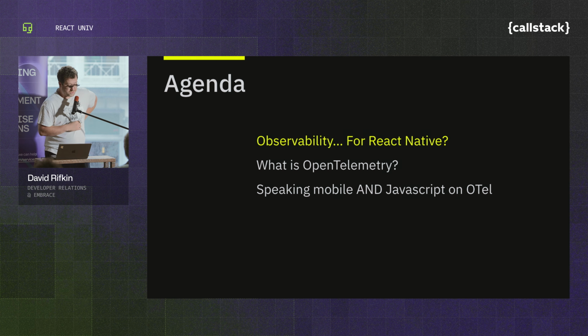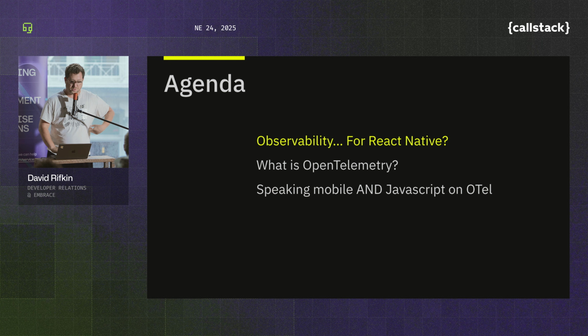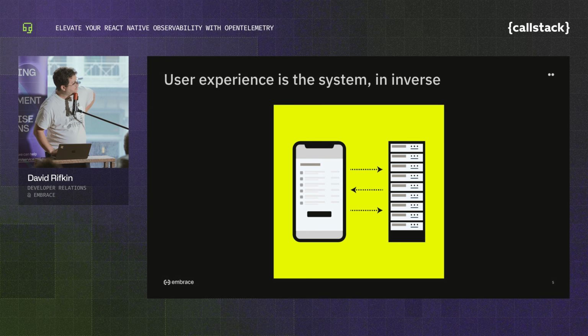So first, observability for React Native. I want to just quickly pin down what observability is. It's not monitoring. It's using the technical details of what happened to ensure that the user experience is solid.